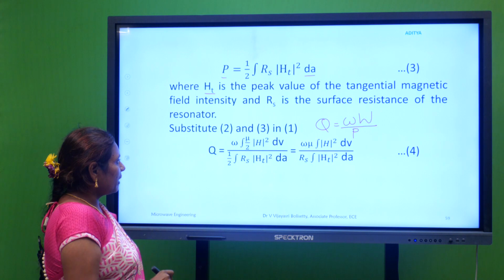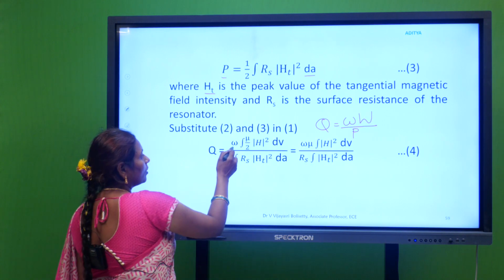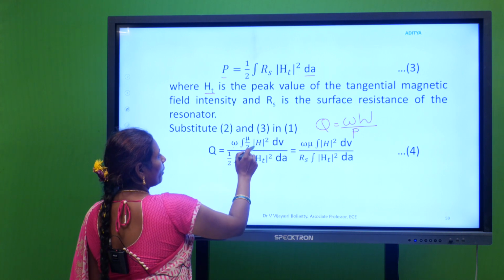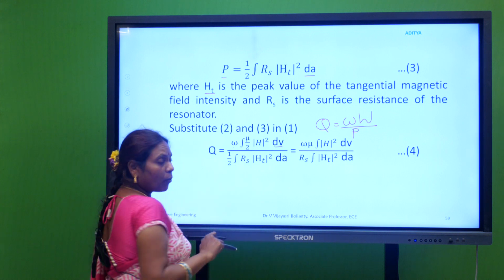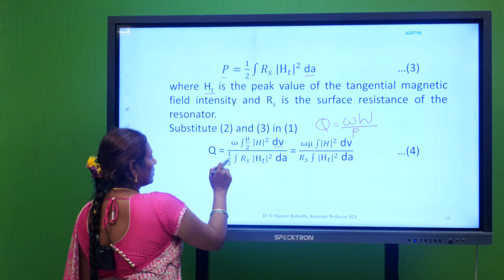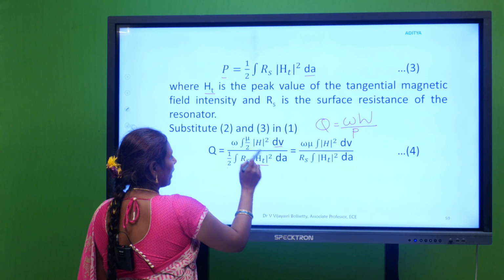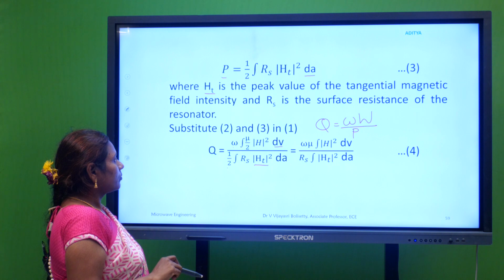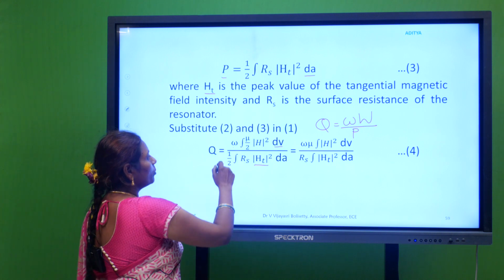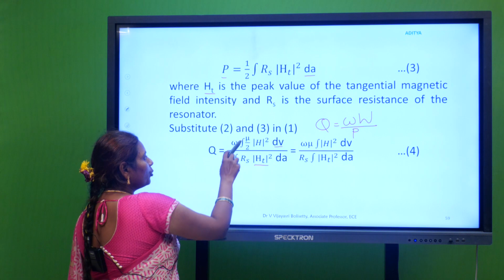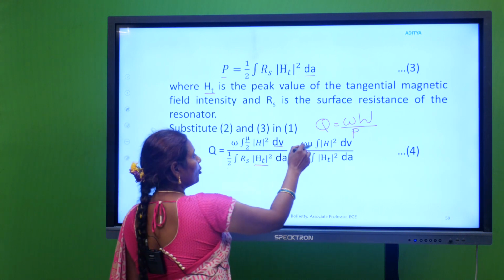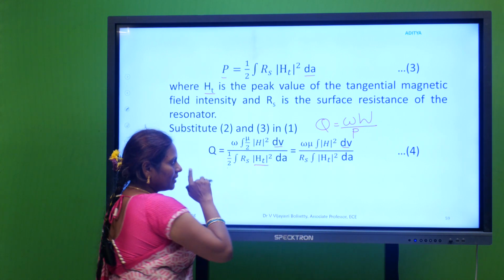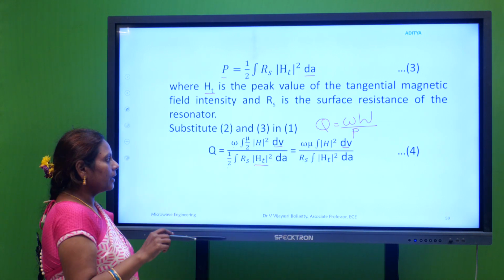So Q can be defined as omega times W, that is, the integral of mu by 2 magnitude of H square dV over the volume, and P is 1 by 2 integral Rs magnitude of Ht square dA. Okay, so this 1 by 2 in the numerator and denominator get cancelled, and mu can be taken out of the integration: omega mu integral magnitude H square over a volume, divided by Rs integral magnitude Ht square dA.